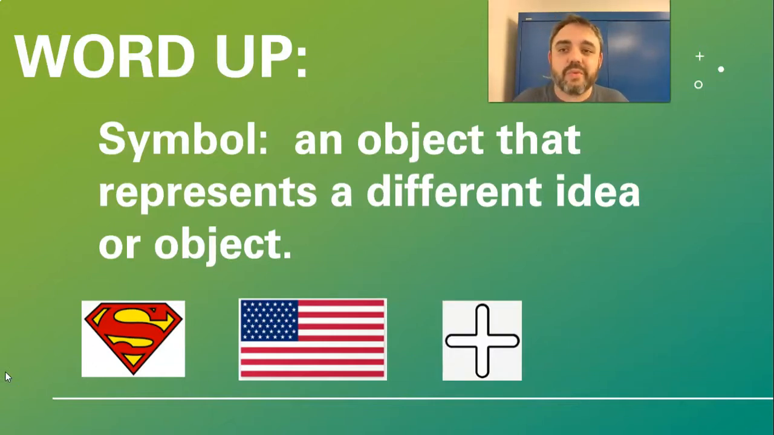Even in math, we have symbols. Those operation symbols, those math symbols, represent an action or idea, like the plus symbol means I'm going to add 2 things together.